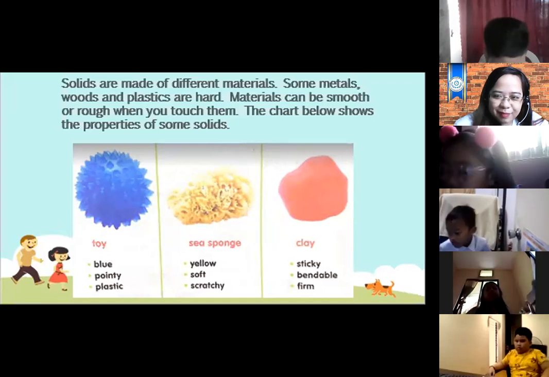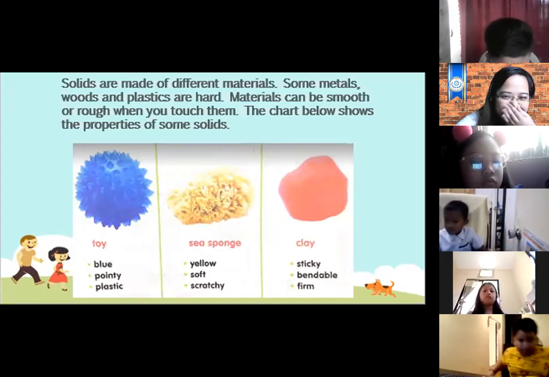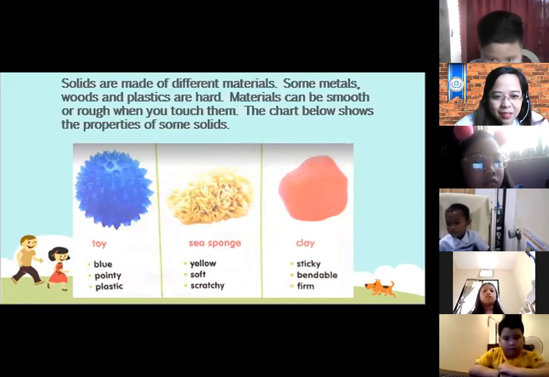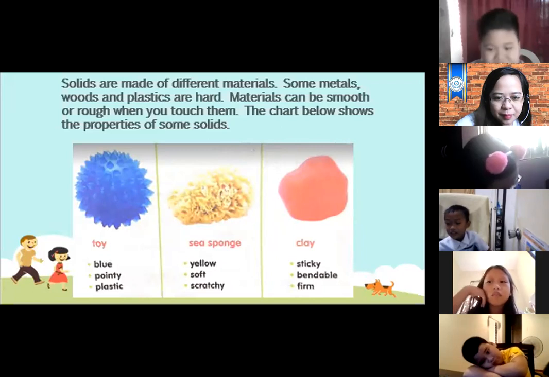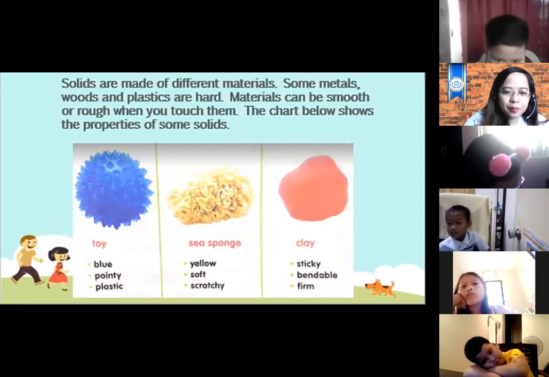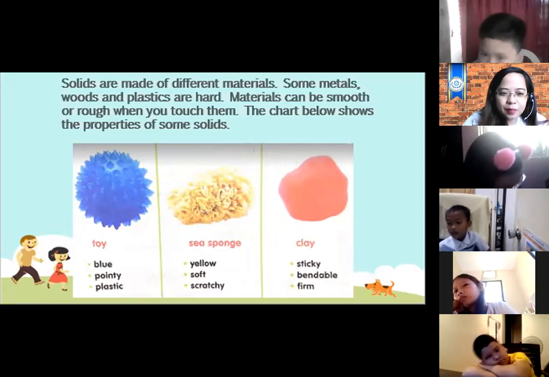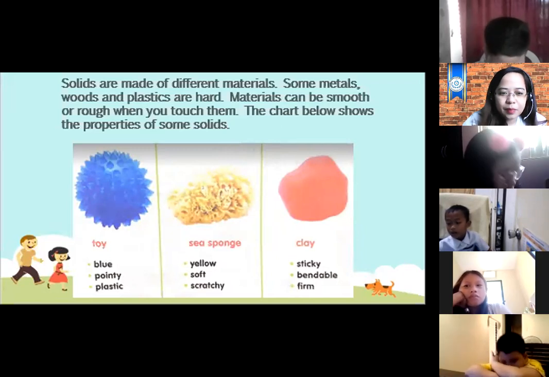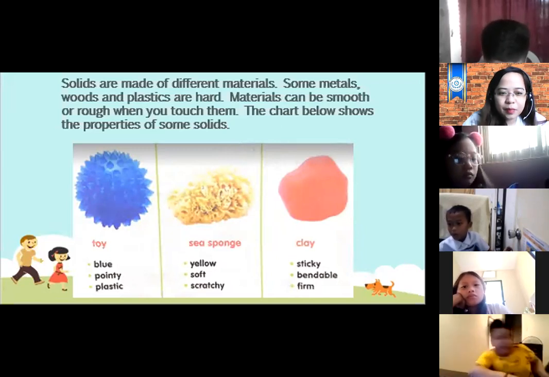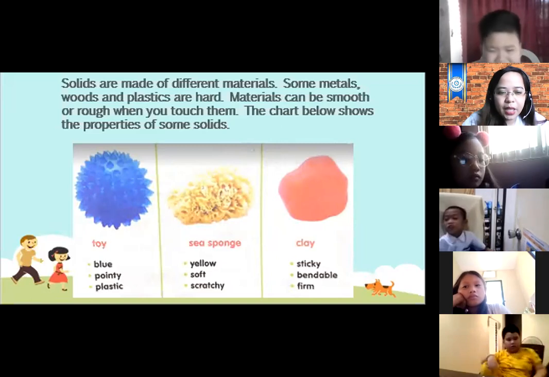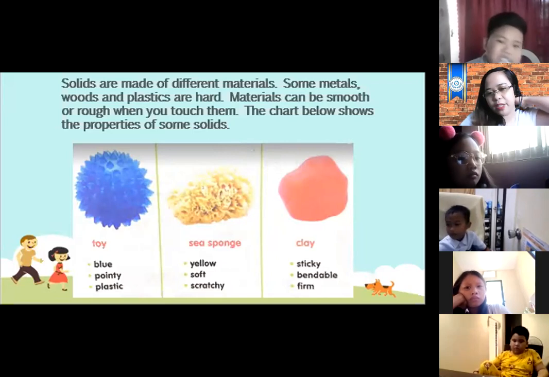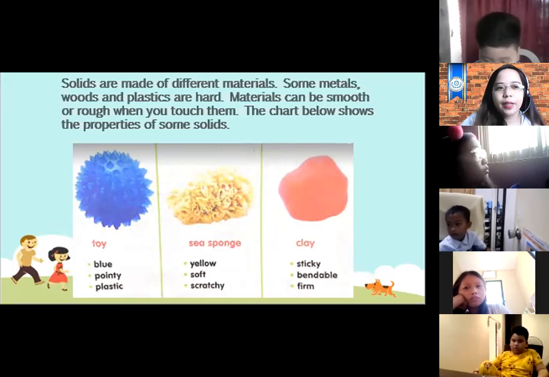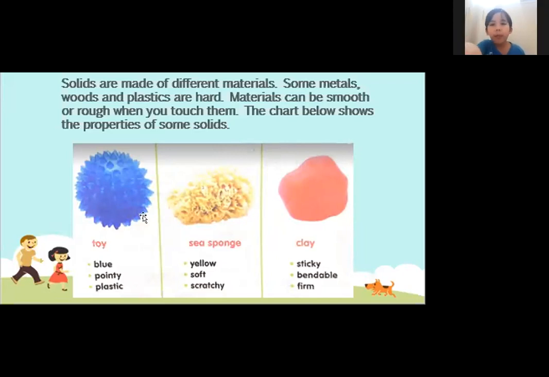Okay, how about this? I have an eraser. It's smooth, and it can erase the whiteboard. It can take off the writings on the board. Yeah. Right. So those are the examples of solid.